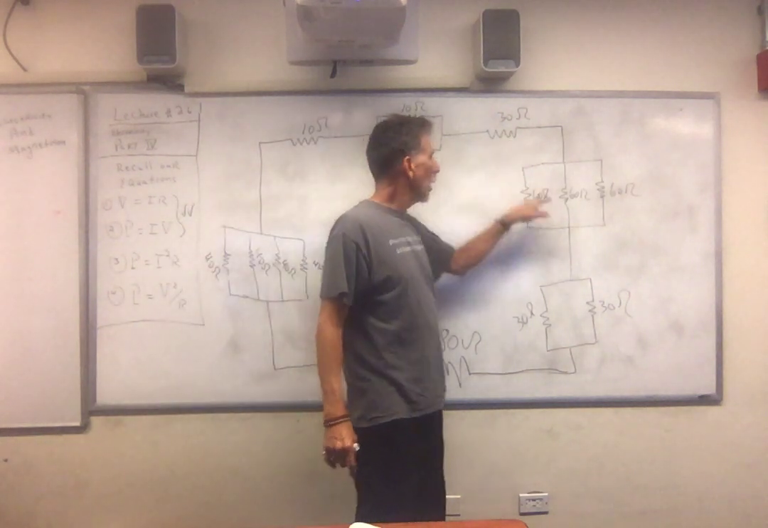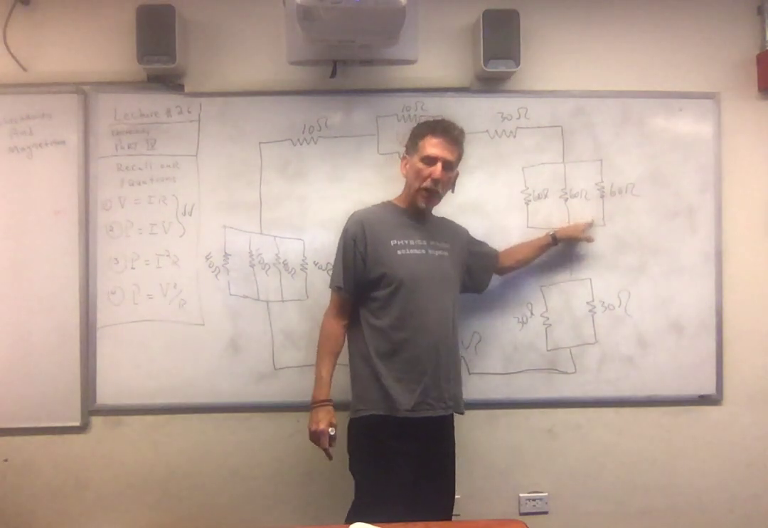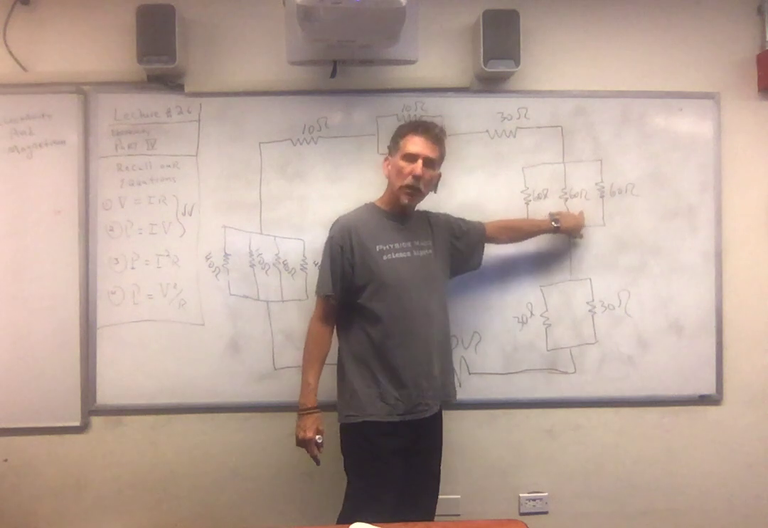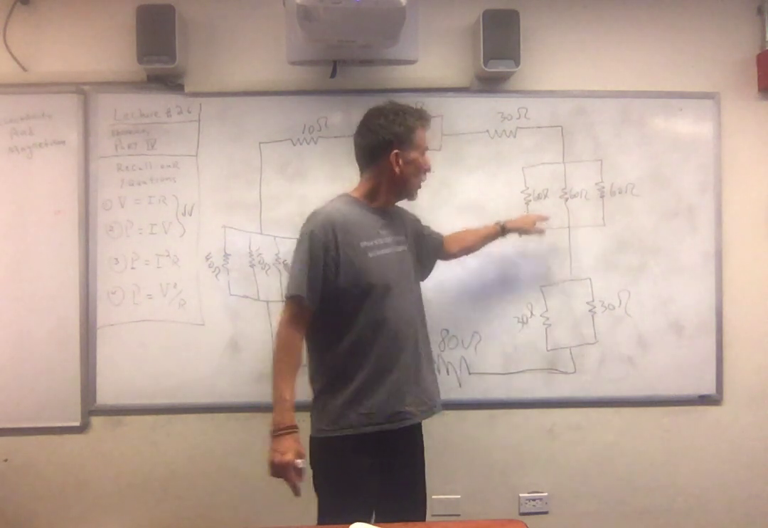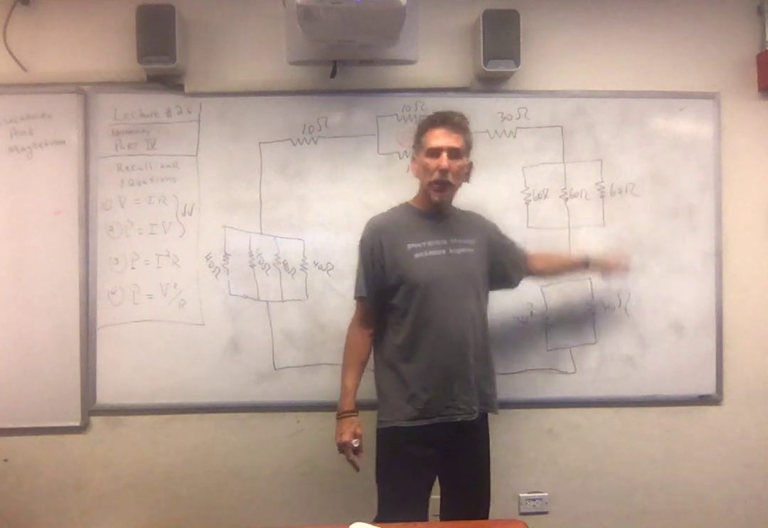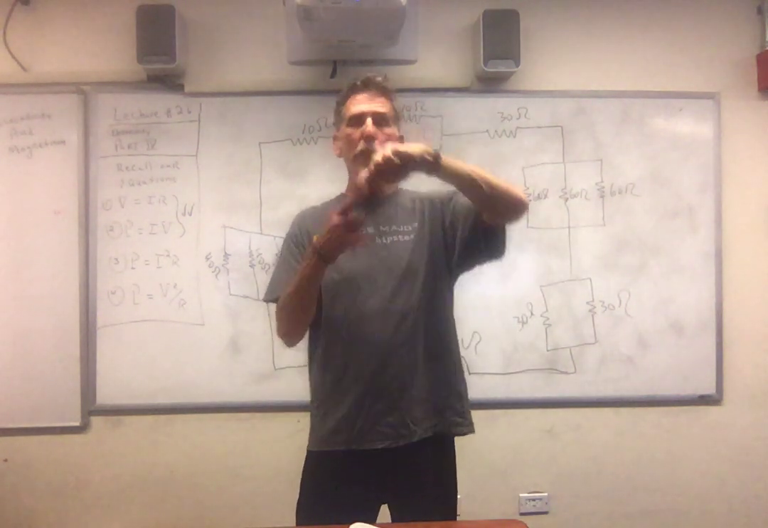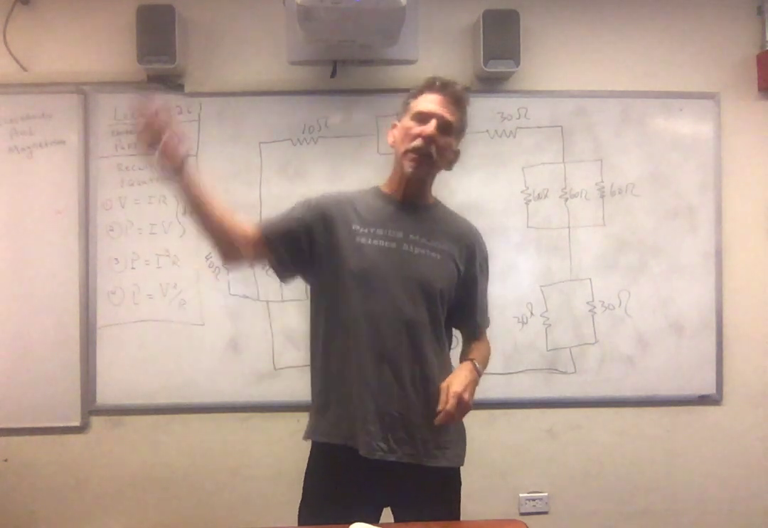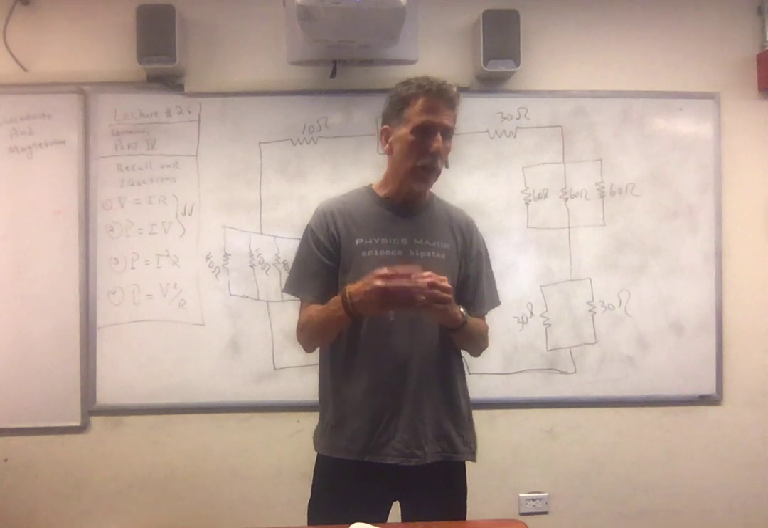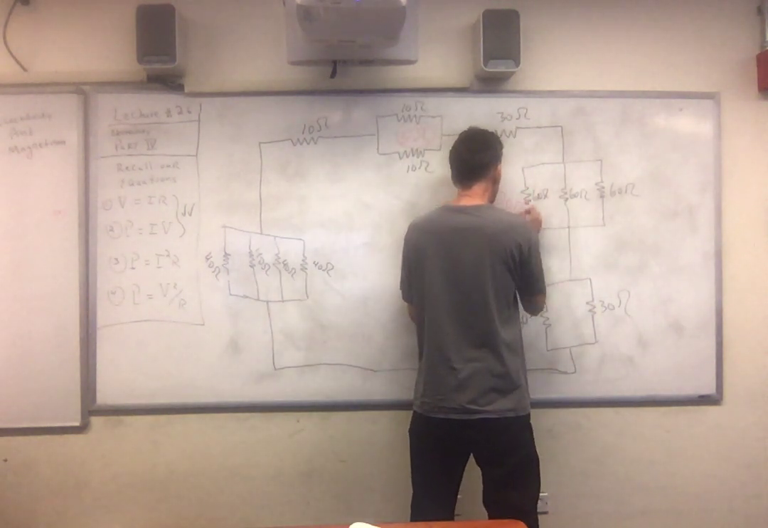It's 30 ohms. Let's get R equivalent for these 3 60 ohm resistors in parallel. 1 over R equivalent for these 3 resistors is 1/60th plus 1/60th plus 1/60th is 3 over 60. When you flip it, you get 60 divided by 3. 60 divided by 3 is 20. So this is 20 ohms.